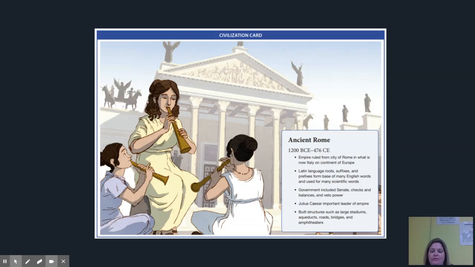Latin language roots, suffixes, and prefixes form the base of many English words that we use today and scientific words. Government included the Senate. They had checks and balances just like we do, and they also had veto power. Julius Caesar was an important leader during this time who was killed by a group of men in the Senate area for power, basically. You also have during this time Mark Antony, who was very popular. Now, they built structures such as large stadiums, aqueducts, bridges, roads, and amphitheaters.